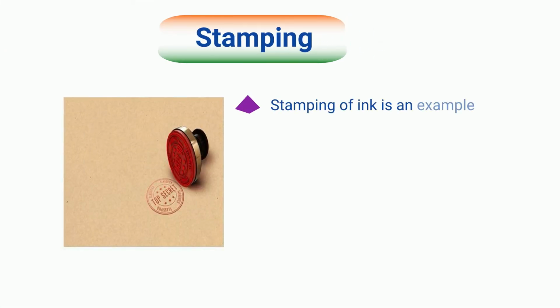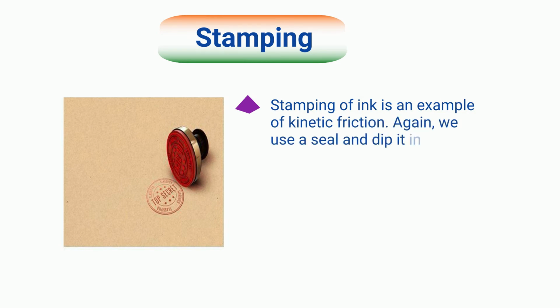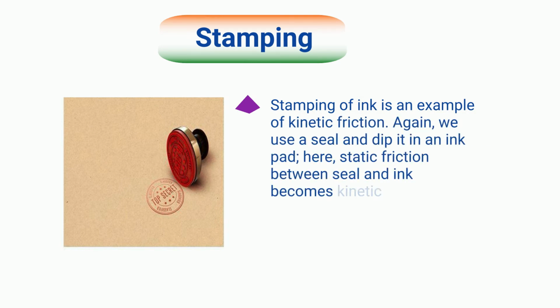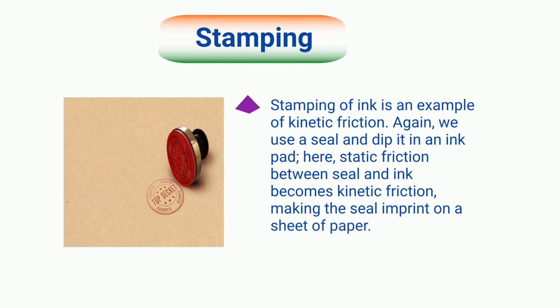Stamping. Stamping of ink is an example of kinetic friction. Again, we use a seal and dip it in an ink pad. Here, static friction between seal and ink becomes kinetic friction, making the seal imprint on a sheet of paper.